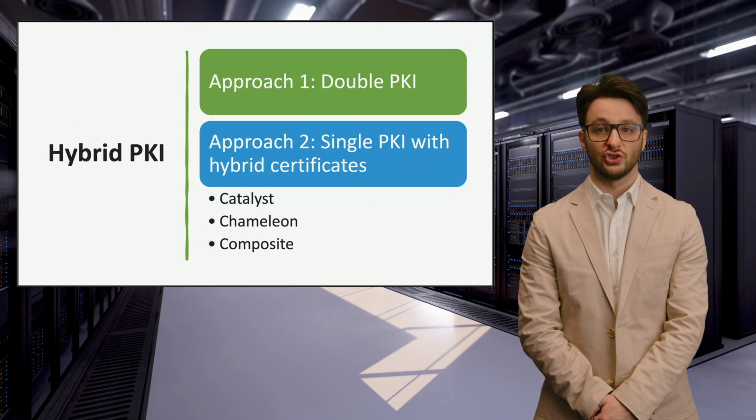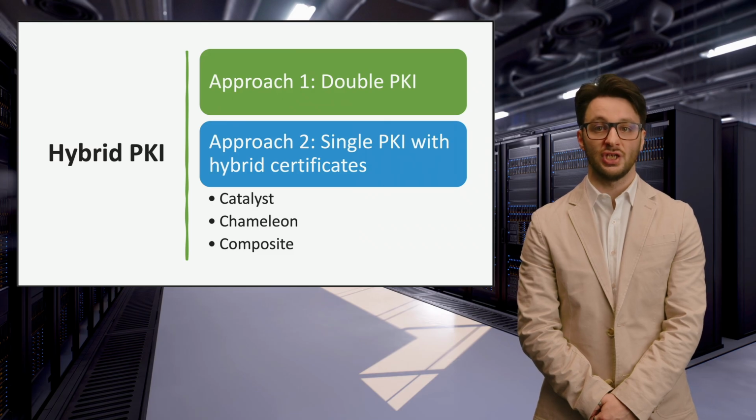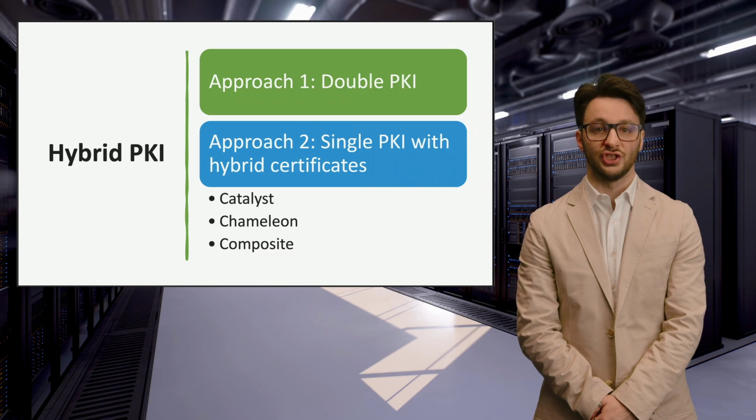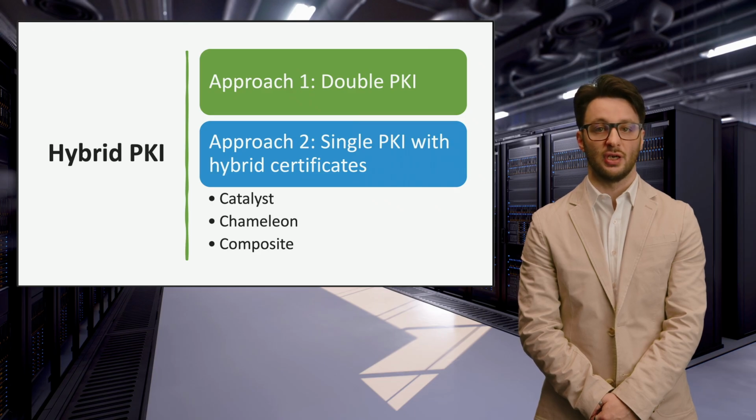There are two approaches. The first one consists in using a double PKI with two separate certificates. The second one consists of integrating a single hybrid certificate containing two public keys and two signatures in a conventional PKI. Hybrid certificates come in three different forms: catalyst certificates, chameleon certificates, and composite certificates.